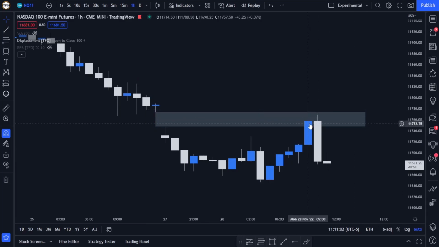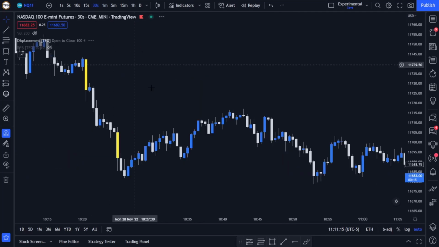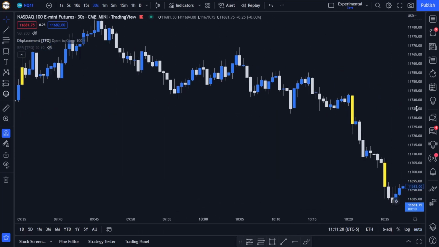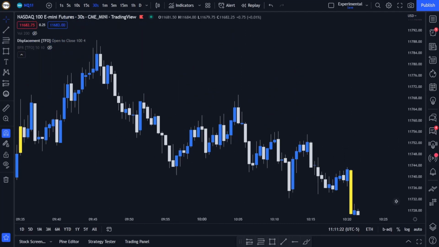That could be one factor of confidence for why this would be an area of resistance. And if we take that initial chart and actually go down to something a little smaller, maybe a 30-second, just to refine our entry a little more, this is where the displacement occurred, right in this area. So we have, first of all, a fair value gap right here.